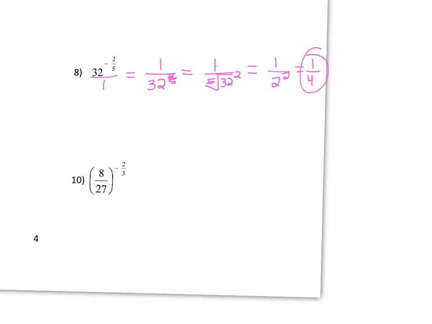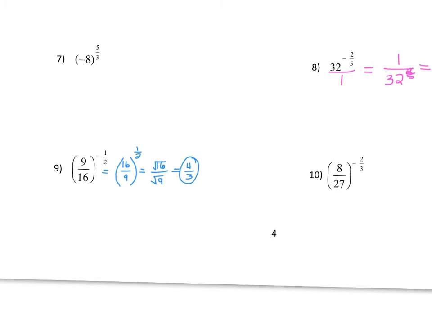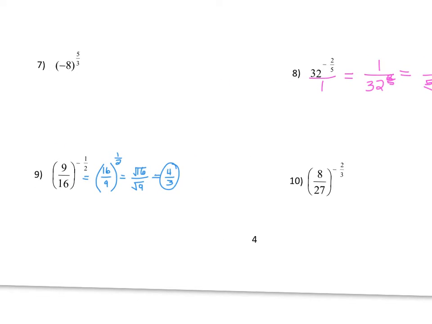Okay, and then finally number 10. Now number 10, if we go back to our work from number 9, remember, if you have a negative exponent, technically you could distribute this onto the 9 and then onto the 16, right? And then to make our exponent positive, we would have to move the 16 up and the 9 down, and the exponent would become positive. But the shortcut way is, if you have a negative exponent on a fraction, didn't we just flip this fraction upside down and make the exponent positive, right?